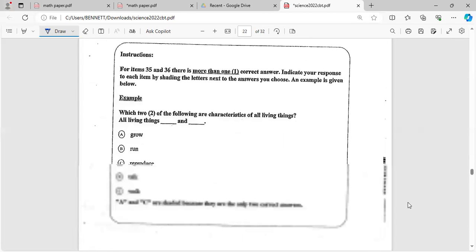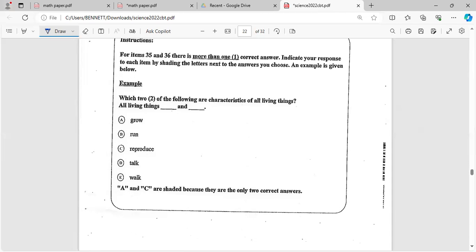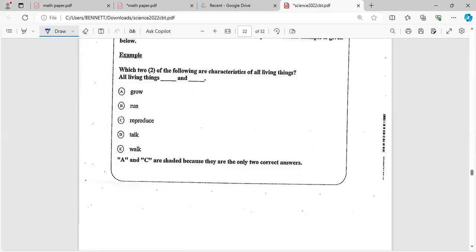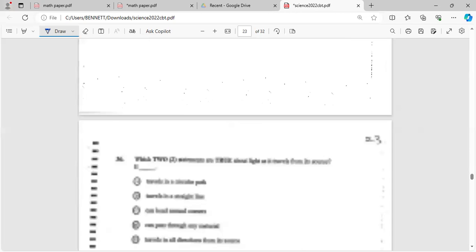Let's go. 35 and 36 have more than one correct answer. Indicate your response for each item, shading the letters next to the answers you choose. An example is given below. And the example says, which two of the following are characteristics of all living things? They grow, run, reproduce, talk, or walk. And the answer is grow and reproduce. So you choose A and C. So it's 2 options now, guys.